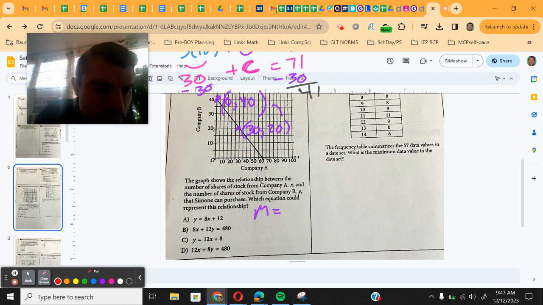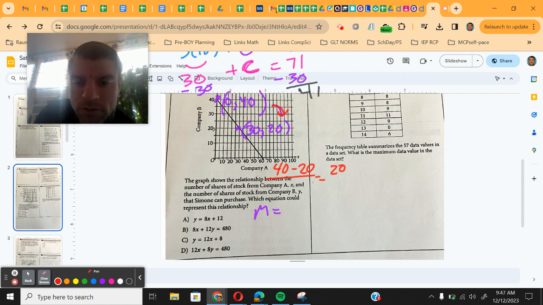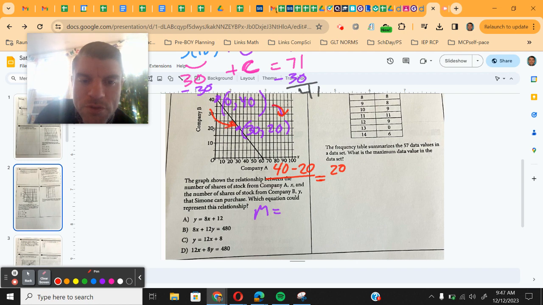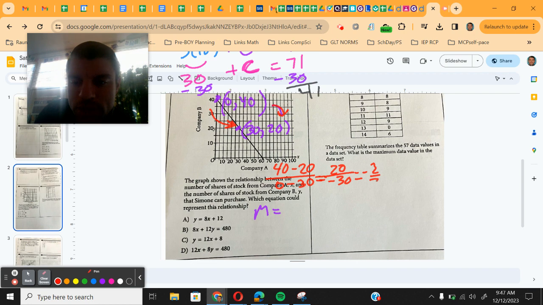If I subtract 40 and 20, I'm going to do the y's first, right? So I'm going to do 40 minus 20, which is 20. And then I'm going to do the same direction: 0 minus 30. I'm going to get negative 30. I'm going to get negative 2/3. Whoops. My slope is negative 2/3.